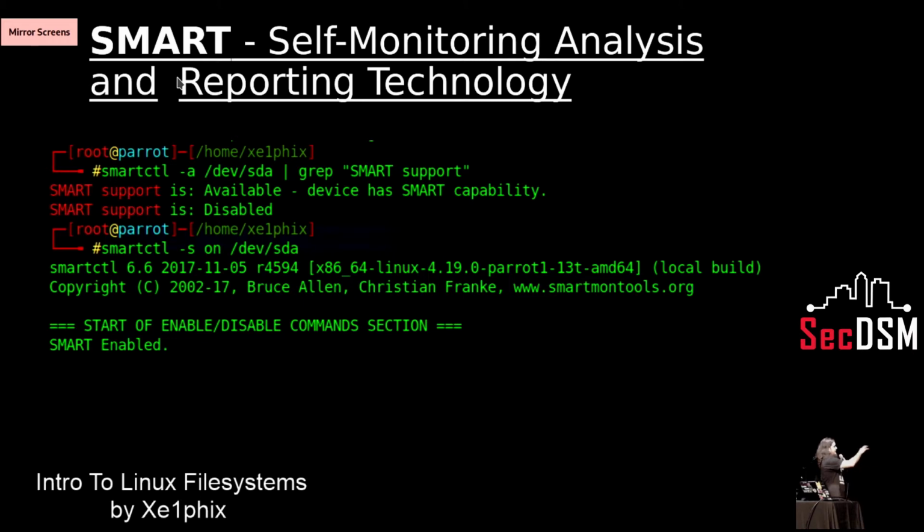All right, so this is SmartCTL. Here I'm listing, -A is all, and /dev/sda is the first disk, and I'm grepping the SMART information. So I'm asking, is the support there? Yes or no. Currently it is disabled. So I want to run smartctl -s on. I want to turn the SMART data on for that disk. Then it shows the output that it has been enabled.